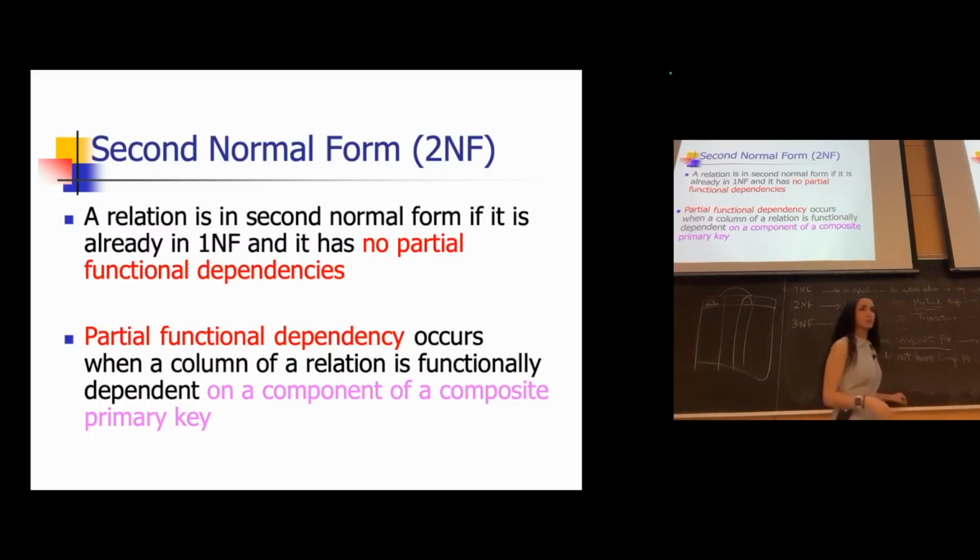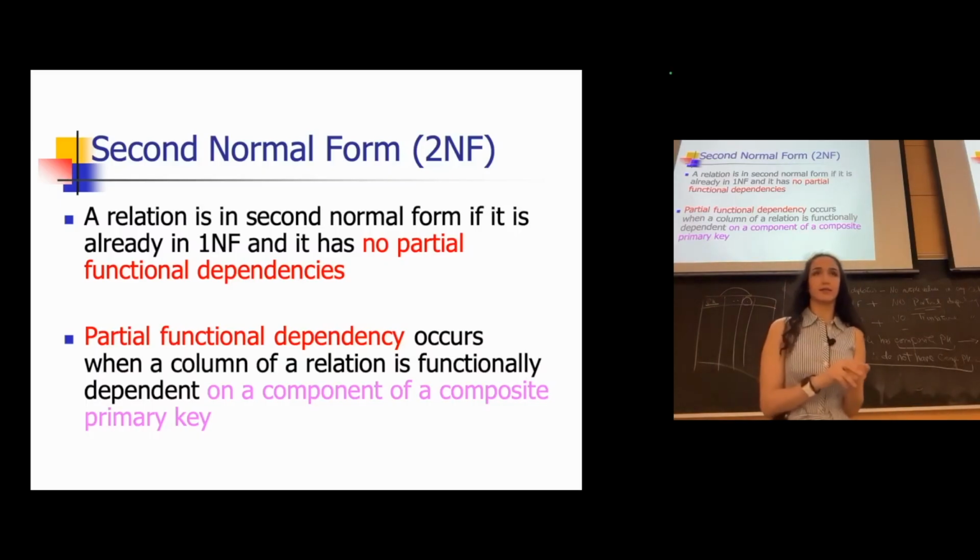Okay? And if a table has no composite primary key, meaning it has no partial dependency, and if it's already in 1NF, you can say instantly that it's in 2NF, right? So this means that it's 2NF. Now let's look at what a transitive dependency is.